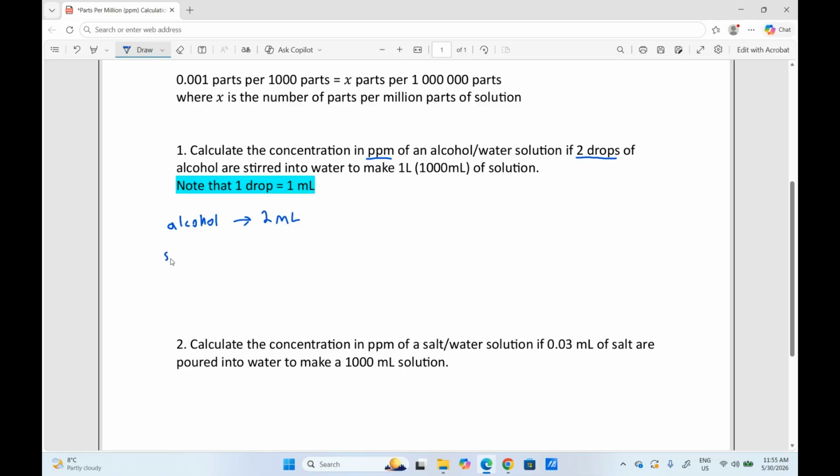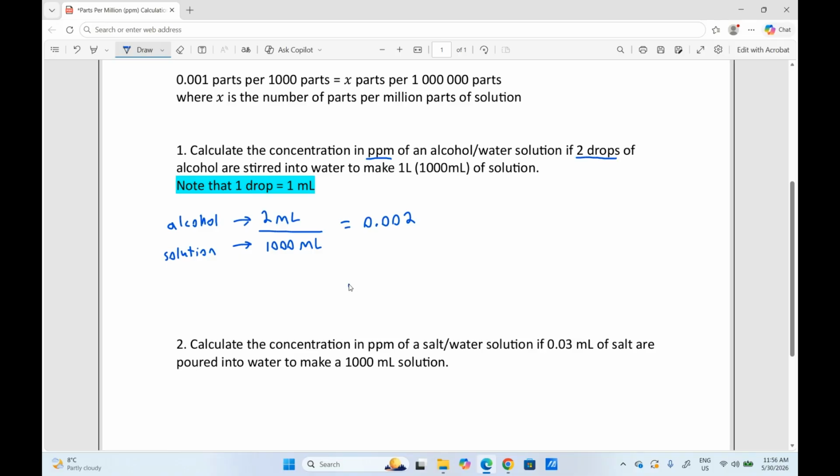Now my solution is going to be 1,000 milliliters. Now the reason I didn't use 1 liter instead of 1,000 milliliters is because I want to have the same units for the solute and the solution. So now that I have the same units, when I divide them, 2 divided by 1,000 is going to be 0.002. Because I'm dividing the same units by the same units, they cancel out. So I'm just left with 0.002.